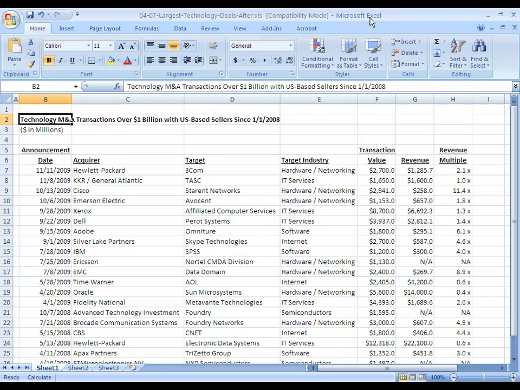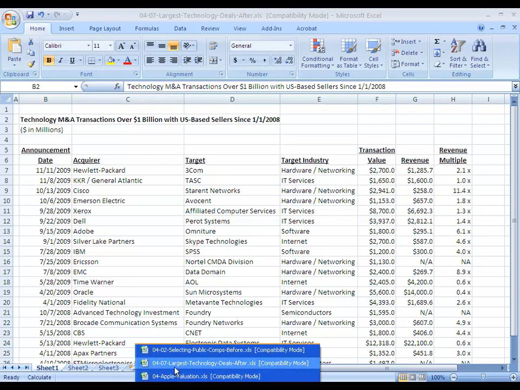So what you see in front of you is a list of possible precedent transactions we're going to use to value Apple. Now, the idea here is very similar to what we saw with the public company comparables from before. I'm just going to pull up that page.